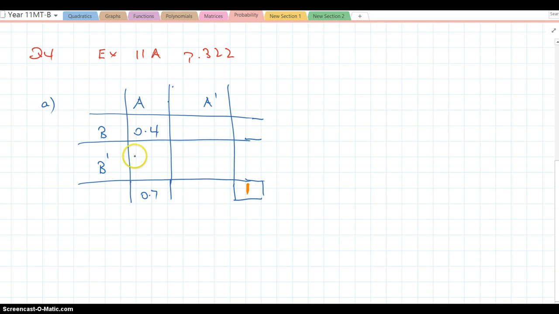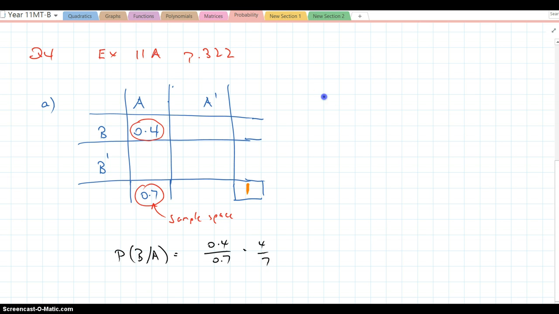Well, given that A's happened, this is now our sample space here. That's our sample space, so that goes underneath in the fraction. And what's the probability that B occurs, which is there, given that A has occurred? So our sample space is 0.7, so the probability of B given A is 0.4 over 0.7, which simplifies to 4/7. Okay, so that's for A.